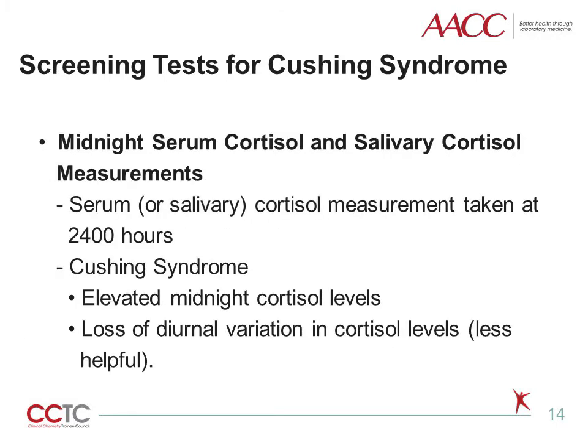Another screening test is the measurement of midnight serum cortisol, or salivary cortisol, since cortisol production is normally suppressed at night. In patients with Cushing syndrome, midnight cortisol levels are elevated, so you may see the loss of diurnal variation in cortisol levels, but this is not always the case, and it is less helpful and usually less recommended.